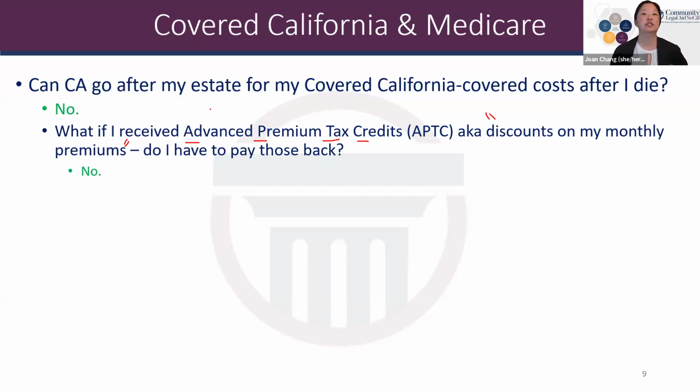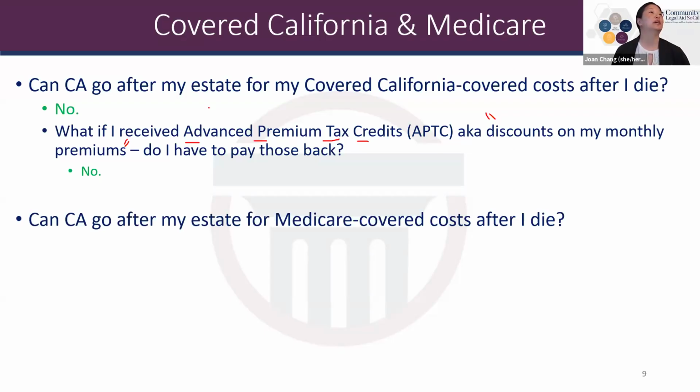You could receive these services and these APTCs and premium discounts. As long as you qualify, you don't have to pay these back after you pass away. Can California go after my estate for Medicare covered costs after I pass away? The answer is no. Medicare doesn't have a Medicare estate recovery program like Medi-Cal does. And Medicare, keep in mind, is something that you paid into. You're putting money into that Social Security and Medicare pot. This is a program that you've paid into and that you are entitled to. So no, there is no estate recovery for Medicare or for Covered California.